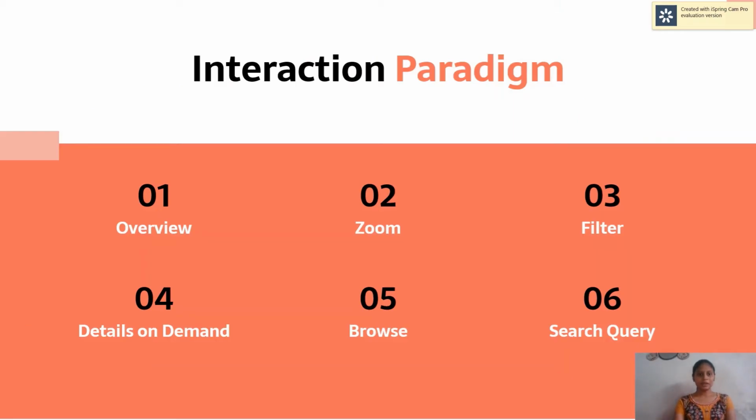Interaction paradigm: overviewing the data, zooming the data on what area we want, filtering the details, viewing the details on demand, and browsing for the data, searching for the data. Let's discuss these components briefly in the visualization tool Tableau.